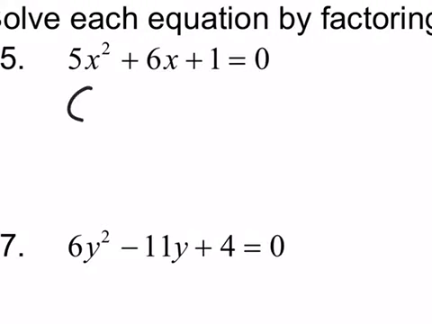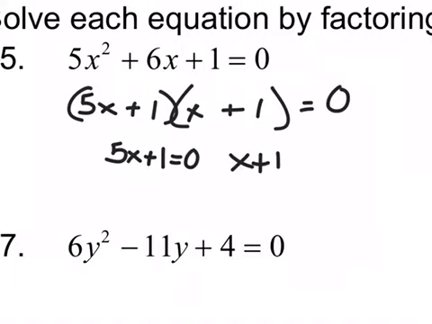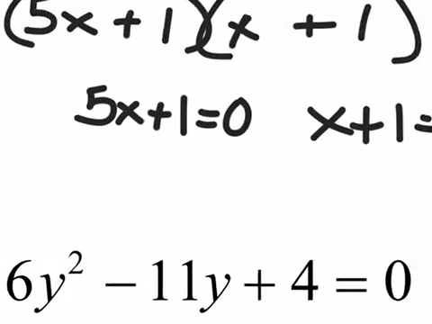First step is to get them factored. This one has to start off 5x and x, and then it has to have a 1 and a 1. All right, so there's that one. I'm not going to go through the process of verifying it. That one is correct. We would take the same pieces as we did on the other page, set them up equal to 0, and solve.